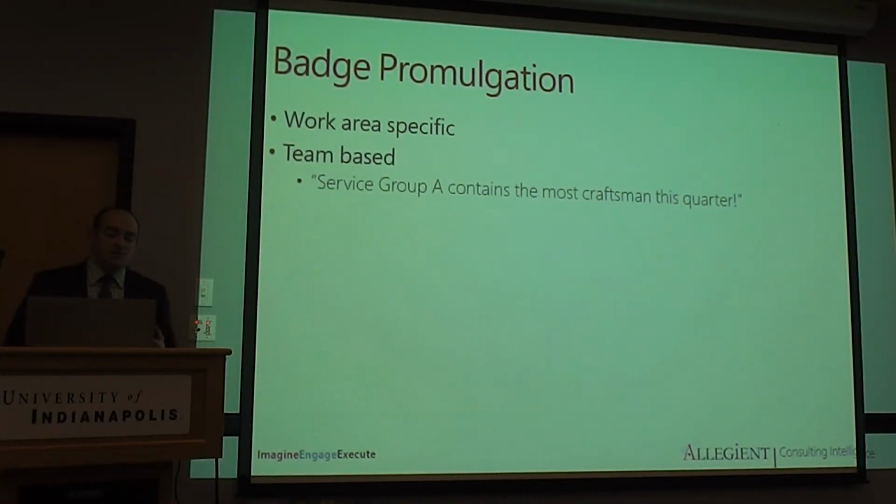Do things that are team-based. Service Group A contains the most craftsmen this quarter. Make it team-based. Customer service people do not want to be seen as show-offs. They're craftsmen. They don't want to be rewarded at someone else's expense. They want to be rewarded, just recognized, for their quality.